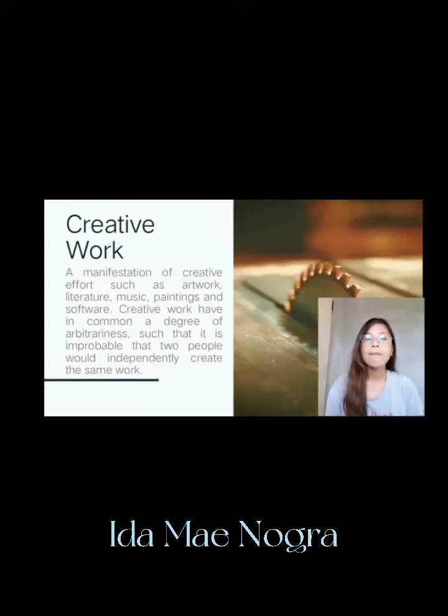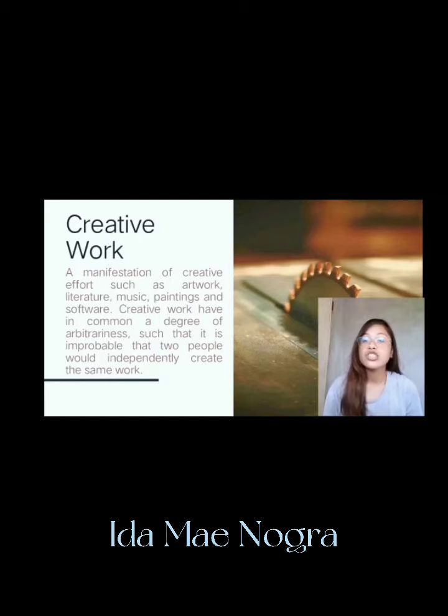Creative work is a manifestation of creative efforts such as artwork, literature, music, paintings, and software. Creative work has a common degree of arbitrariness such that it is improbable that two people would independently create the same work. In music, creativity refers to divergent and convergent mental processes that result in innovative and beneficial musical creations, executed both solo and in ensemble.